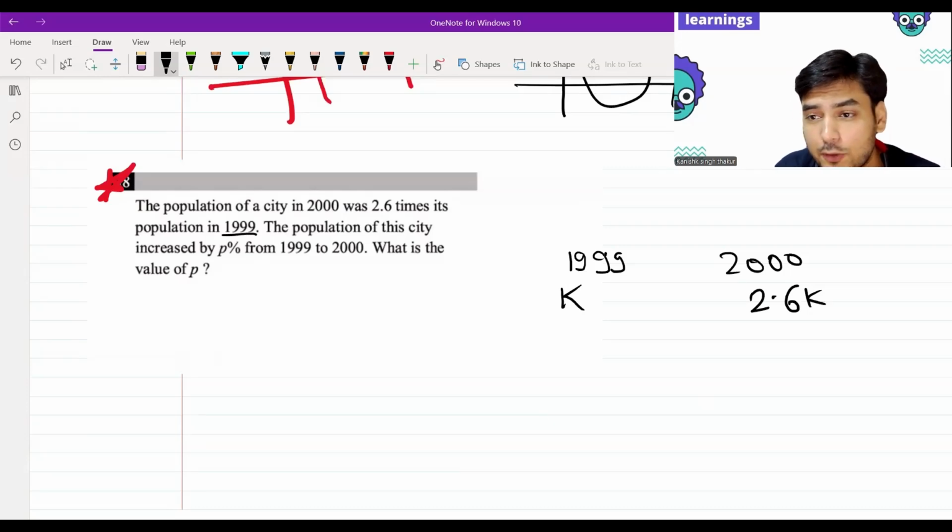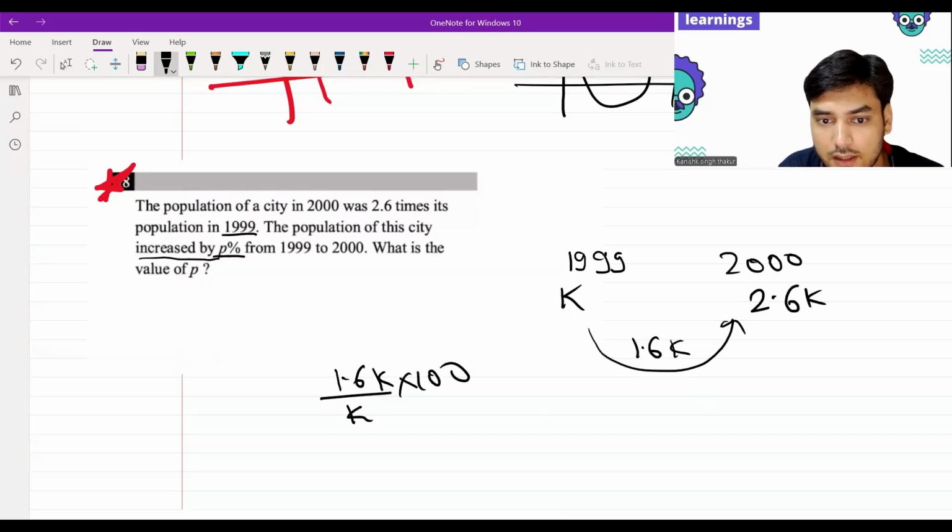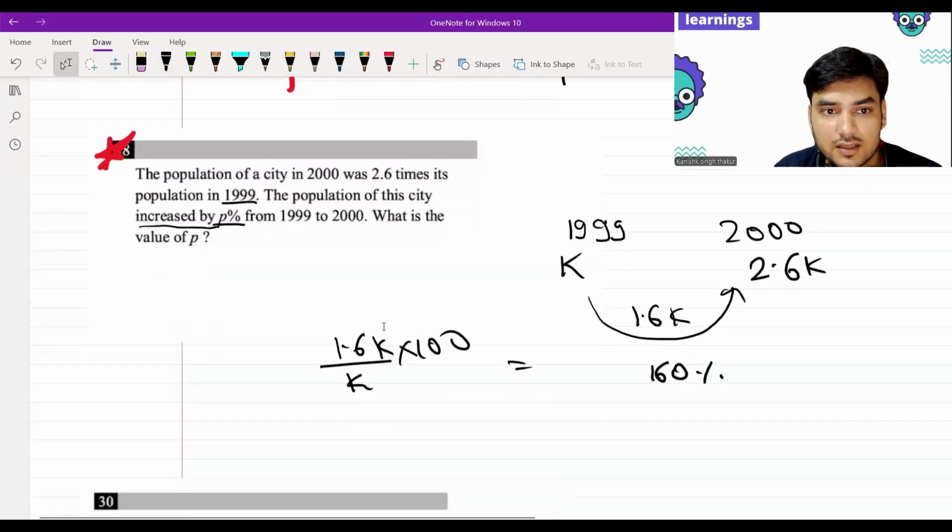You'll do directly 2.6 divided by 100 and then times 100, you'll say no. And it will be there in the option also, right? So increased they are asking, right? So how much did they increase? They increased by 1.6K, okay? Right? So 1.6 they increased. It was K before times 100, right? So actually your answer will be 160%. Okay. This will be your answer. The increase they are asking.